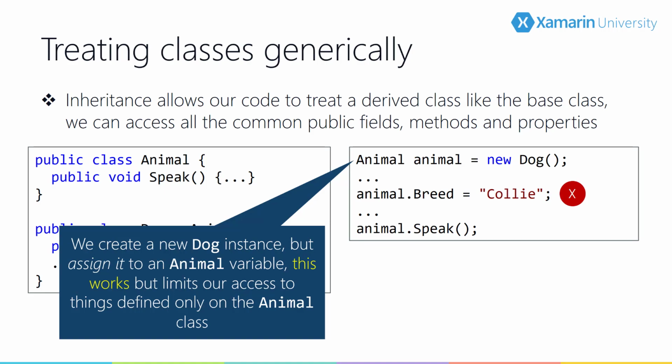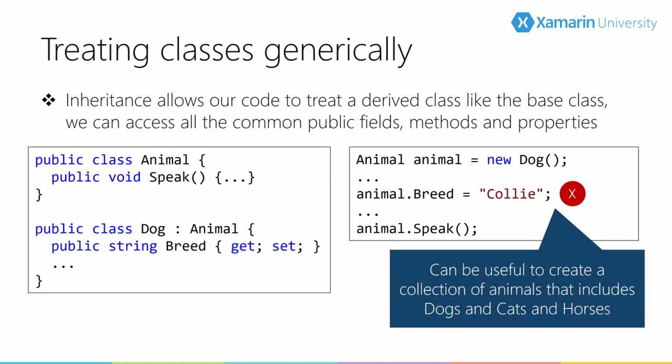The only problem is this. This does not work because animal.breed, breed is a property from dog. And since we're using a variable of type animal, we can't access it. We're actually limited a little bit. Now, if we really want to access it, we can, and I'll show you an example in the next slide.